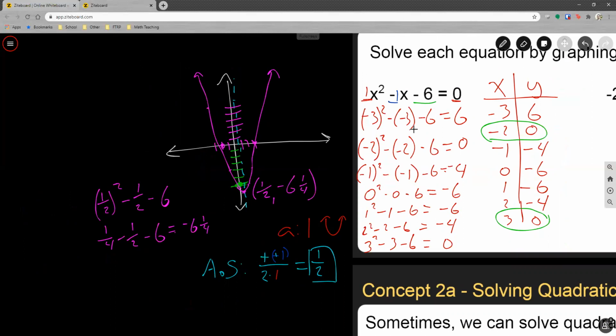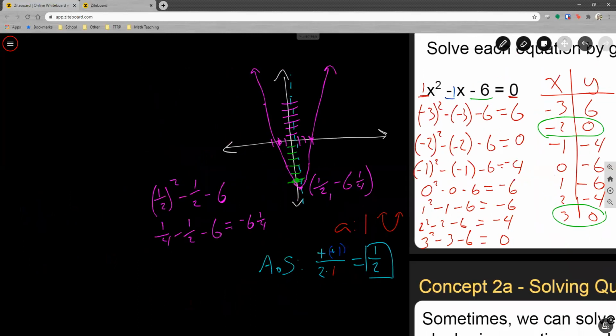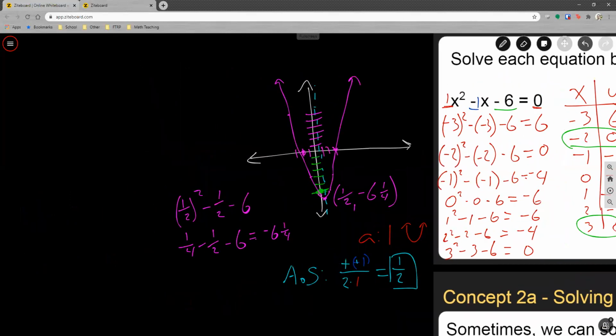Well, we already kind of talked about factoring. So let's see what we can do if we factor it. I'm going to do the same equation really quickly. We'll do more factoring later on in the section, but I just wanted to talk about this. X squared minus x minus 6 equals 0.